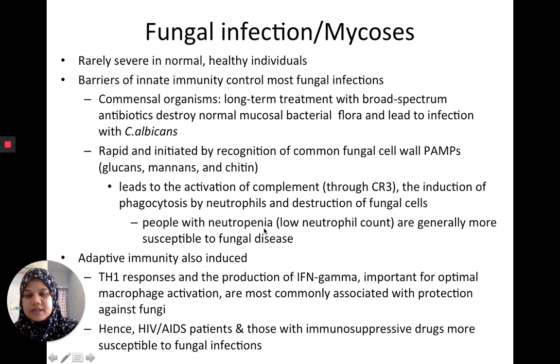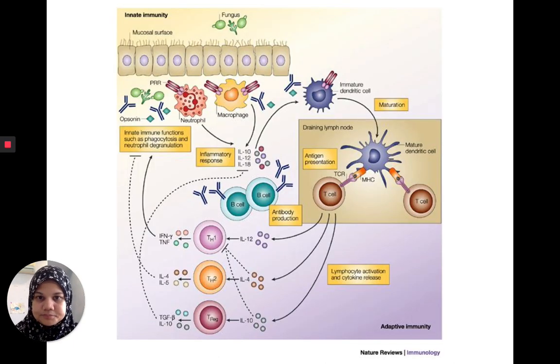On top of innate immune responses, you also have adaptive immune responses like Th1 responses, and they produce interferon gamma, which is important for macrophage activation, and also gives you protection against fungi. And that's why people with HIV/AIDS or people using drugs that suppress their immune system are more likely to get fungal infections. So this is a nice schematic showing the relationship, quite complex.